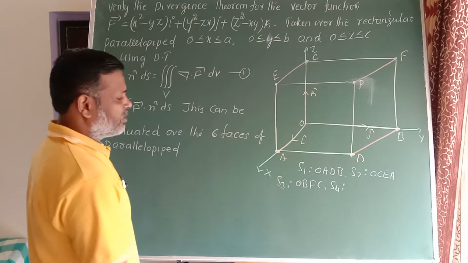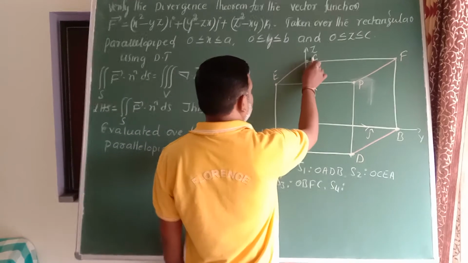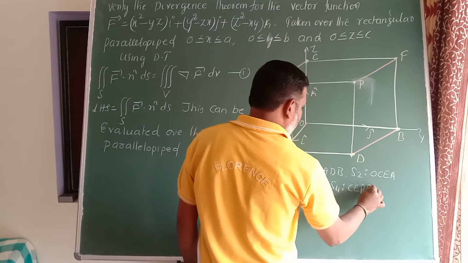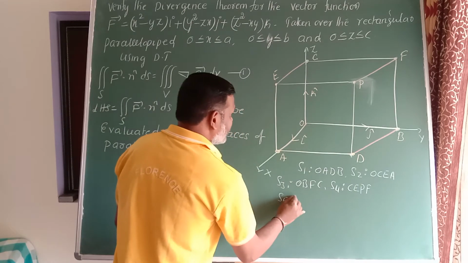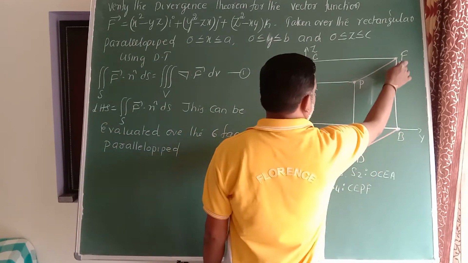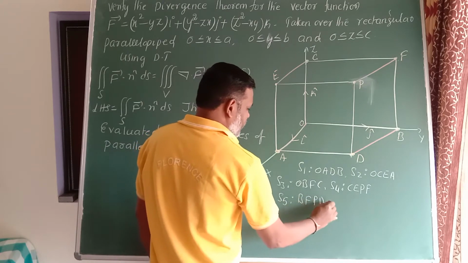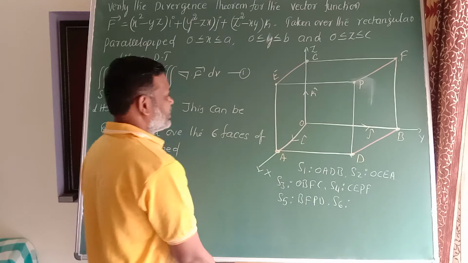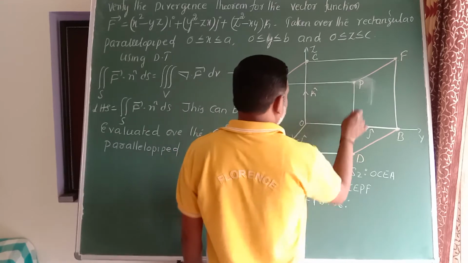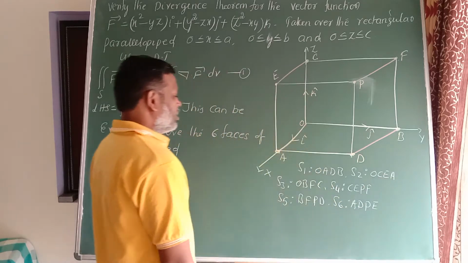What are the six faces I have written, just for reference? S4 can be taken as CEPF, this face. And S5 is BFPD, this face. And S6, the last face, is ADP, this face. Okay, understand this.